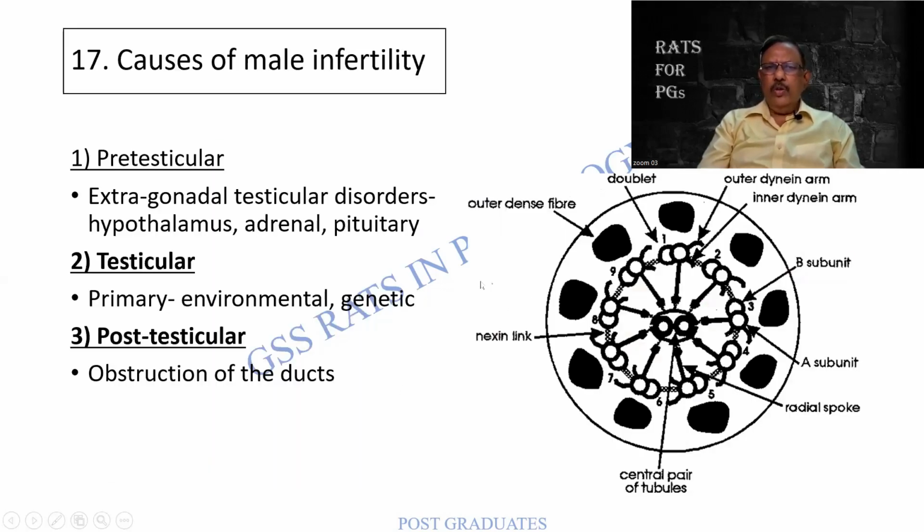And coming back to the causes of male infertility, we have already mentioned them. It can be pre-testicular, at the level of the extragonadal disorders of the hypothalamus, adrenal, or the pituitary. Testicular, it can be primary. It can be genetic or environmental. And post-testicular, there can be obstruction of the various ducts.